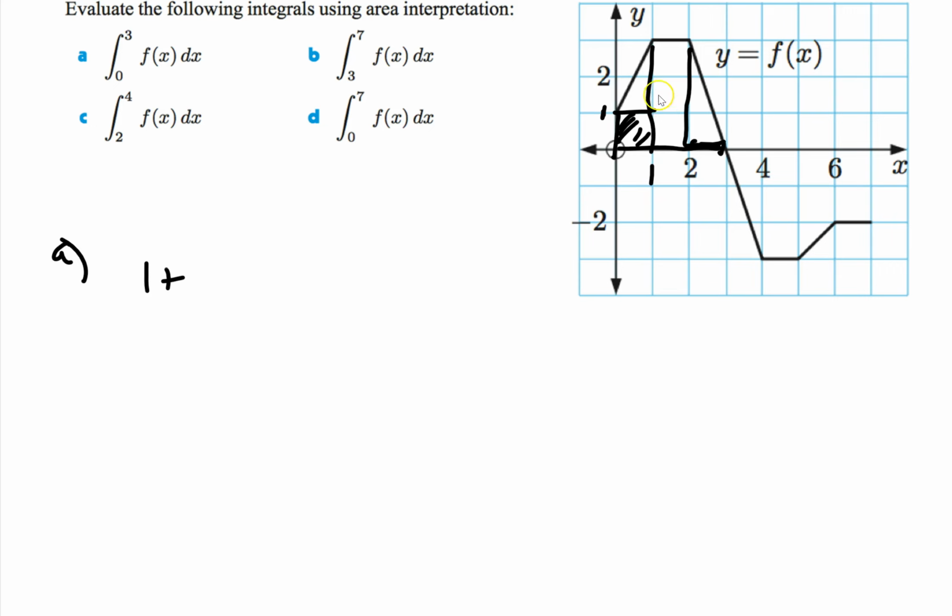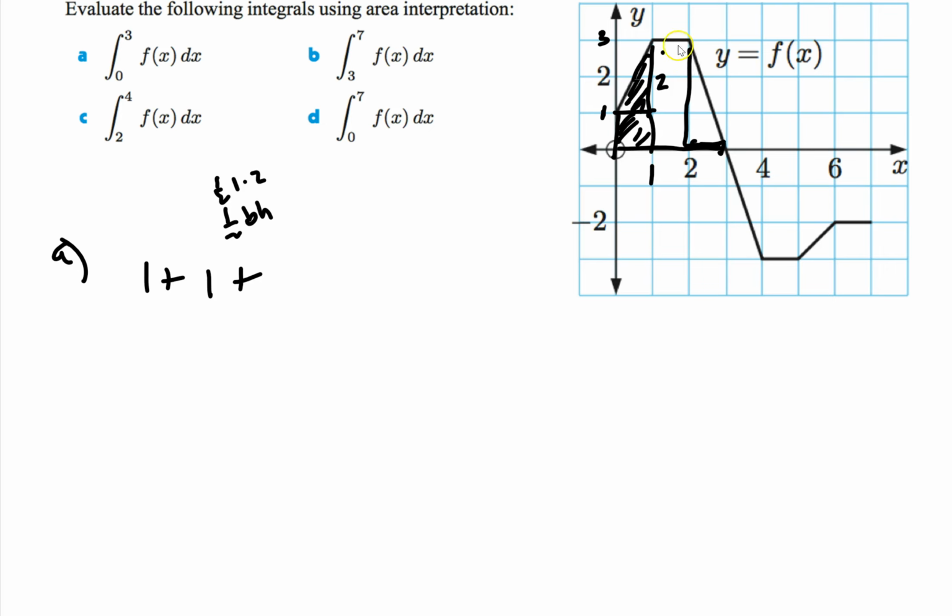Plus. Now look at here, this goes up to 3. So the length of this is 1 and 2. The area of a triangle is 1/2 base times height. 1/2 times 1 times 2 is going to be 1. That's also 1. Right, just base times height.